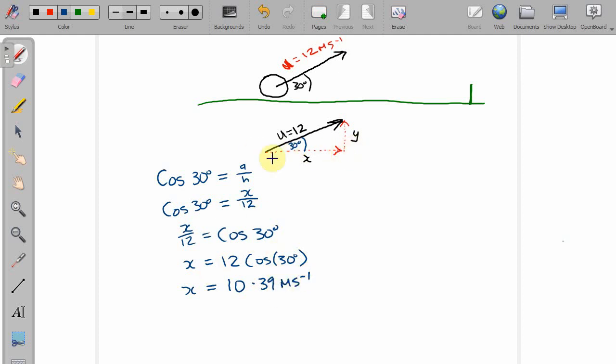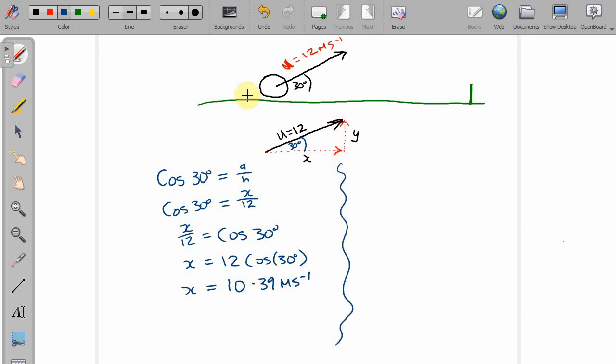So the speed over the ground then, if you kick this ball up at 30 degrees to the ground, and it had a speed of 12 meters per second in that direction. Well, if you were overhead looking straight down at the ball, it would just look like the ball was covering ground at this speed, 10.39 meters per second, right?